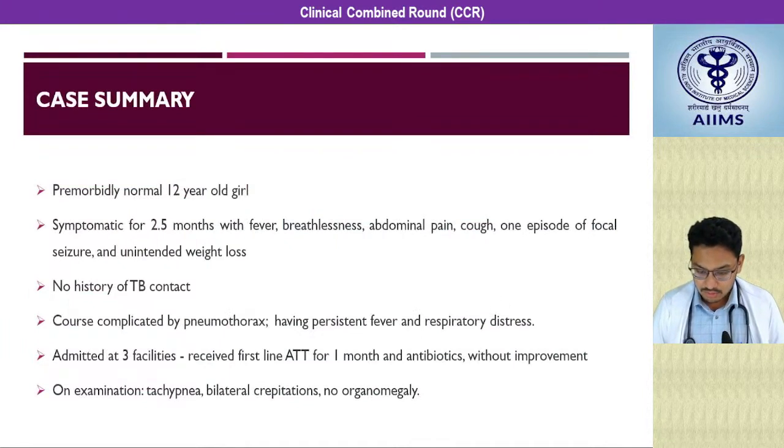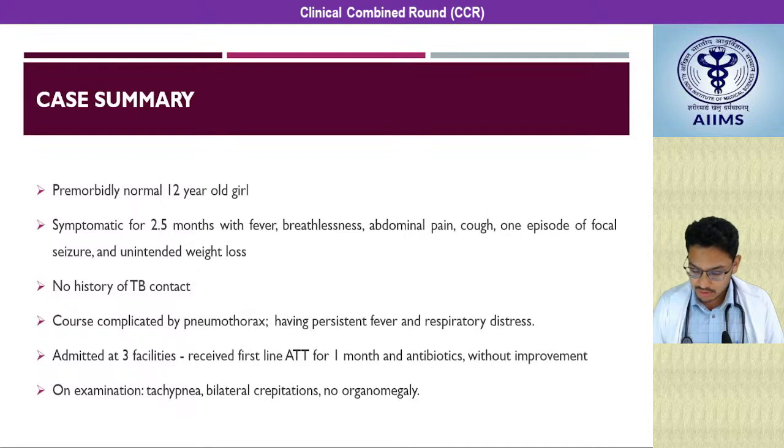To summarize, this was a case of a premorbidly normal 12-year-old girl who had been symptomatic for 2.5 months with fever, breathlessness, abdominal pain, cough, one episode of focal seizure, and unintended weight loss. There was no history of TB contact. Her course had been complicated with a pneumothorax, and she was having persistent fever and respiratory distress.